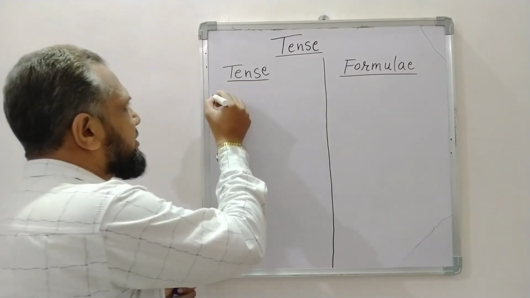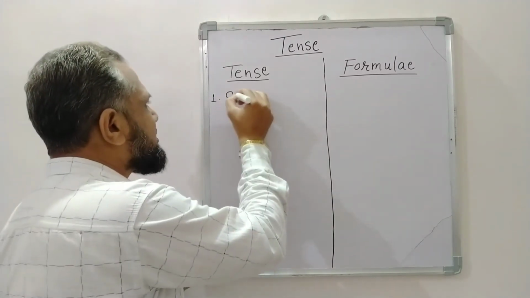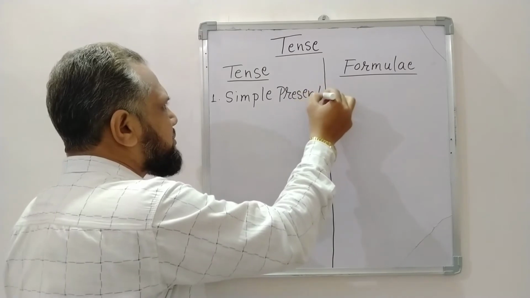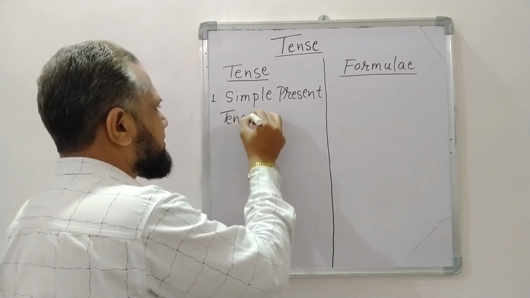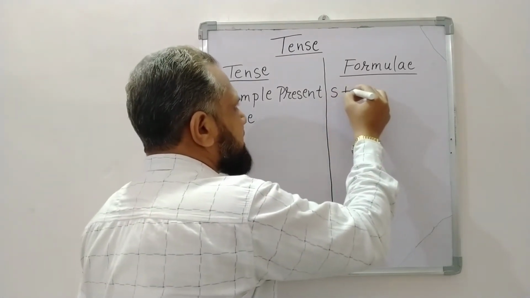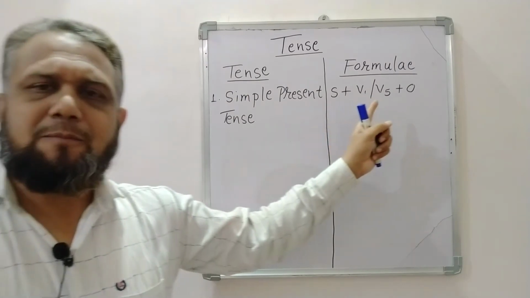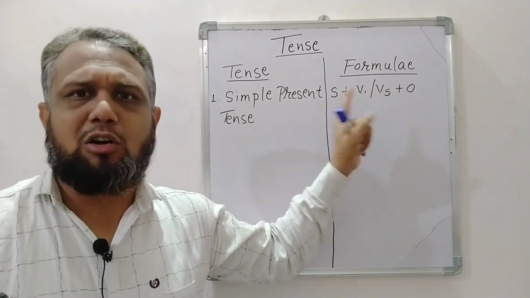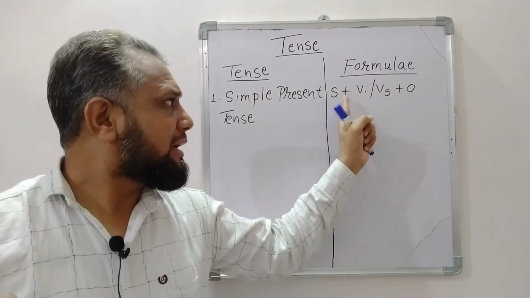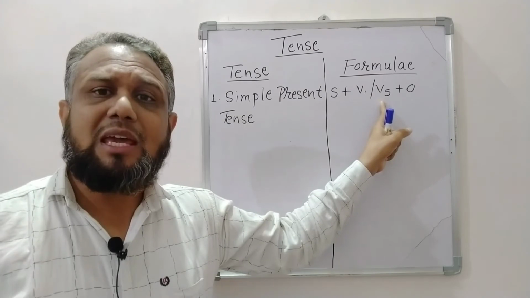Now we will start from the first name of tense, that is simple present tense. The formula of simple present tense is subject plus V1 or V5 plus object. Means subject plus either V1 or V5 according to the subject. If the subject is I, you, we, they, then we use V1, and if the subject is he, she, it or any noun, then we have to use V5.